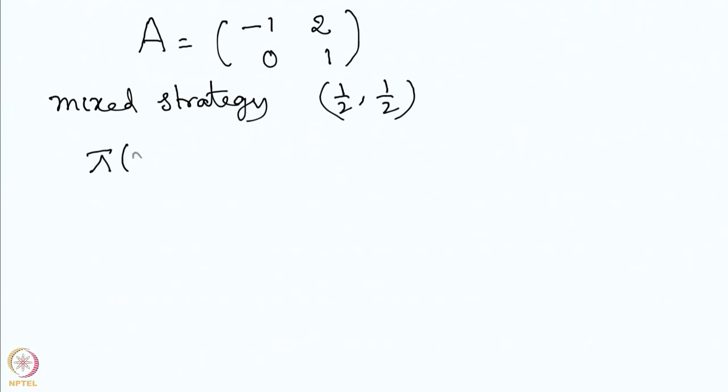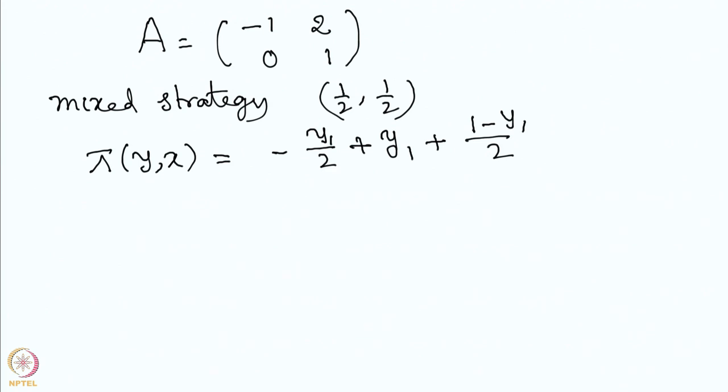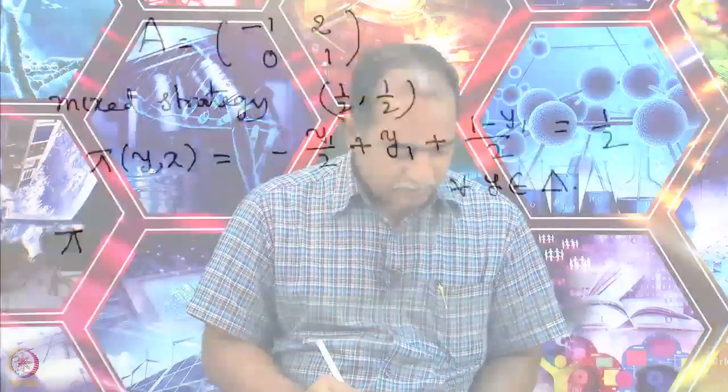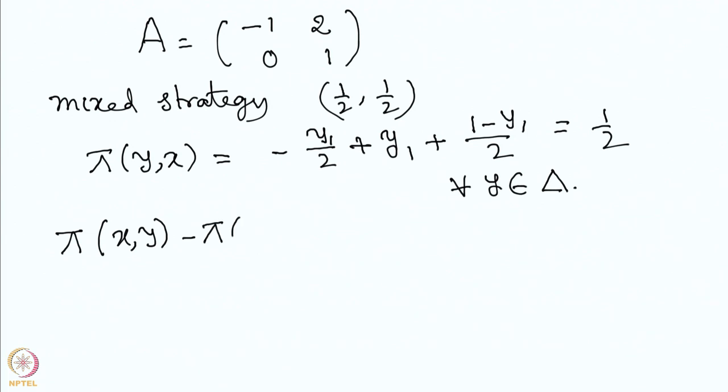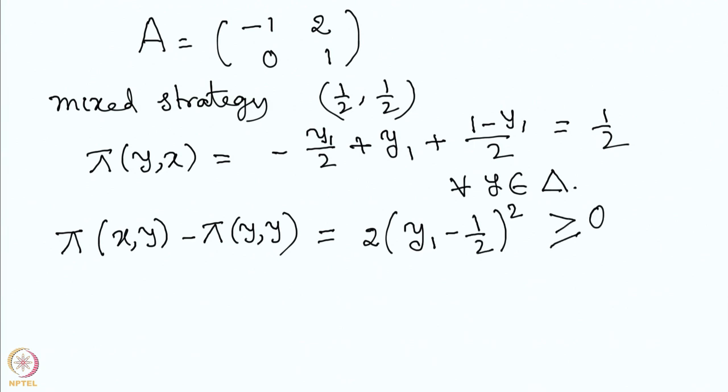And what is pi y x? If we calculate the value, this is nothing but minus y1 by 2 plus y1 plus 1 minus y1 by 2, which if you calculate, is going to be half for all y in delta. If you take half half as x, pi y x is simply this. So, basically we are using y transpose A half half, that is exactly this expression. Now, if we calculate pi x comma y minus pi y comma y, using this formula, it is going to be 2 times y1 minus half, squared, which is greater than or equal to 0.